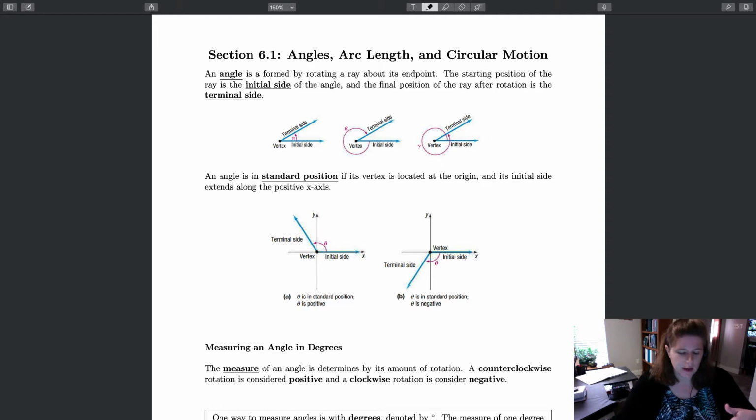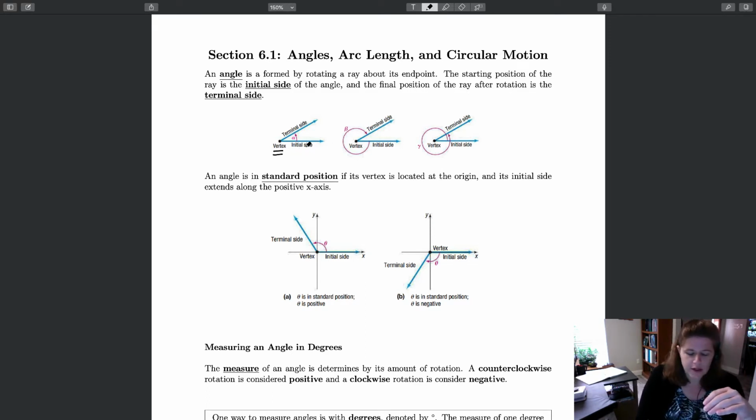So first, an angle is formed by rotating a ray around its endpoint. Notation-wise, we have a couple of terms that you should be familiar with. When you're dealing with an angle, that center point is called a vertex. So that is the center point of the angle or the pivot point. The initial side is where we consider the start of the angle.